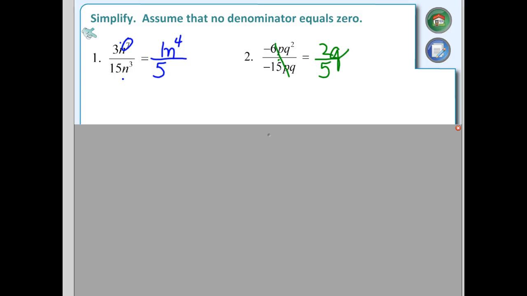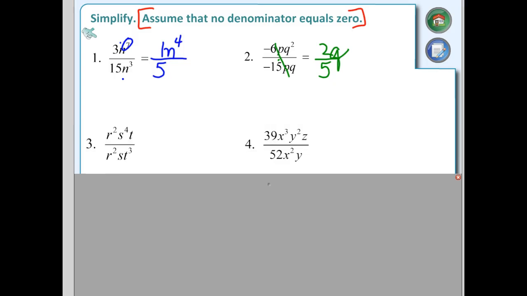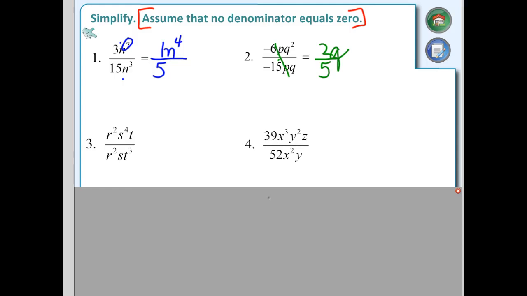Now, remember on the last slide, we had to give a restriction. Look what they do now in Chapter 5, so we don't have to write a restriction every time. It says, assume that no denominator equals 0. If the directions say, hey, assume that no denominator equals 0, then we don't have to write a restriction. So in Chapter 5, we get a little bit of a break. We don't have to write restrictions.